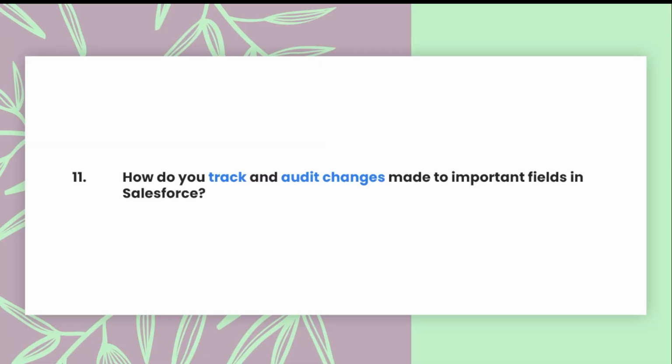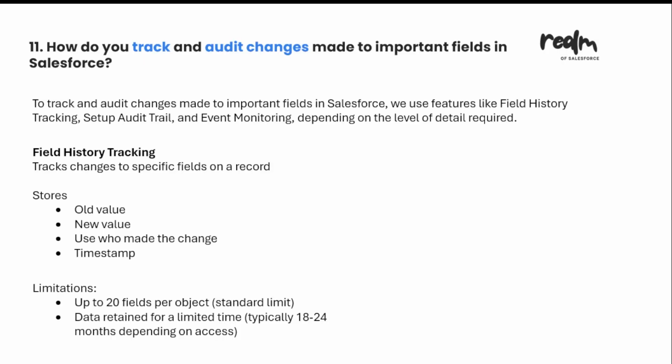How do you track and audit changes made to important fields in Salesforce? In Salesforce, we can track using field history tracking. It will track a specific field on a record. It will store the old value of the field, the new value of the field, who made the changes, and the timestamp. But the limitation is we can only track up to 20 fields per object.